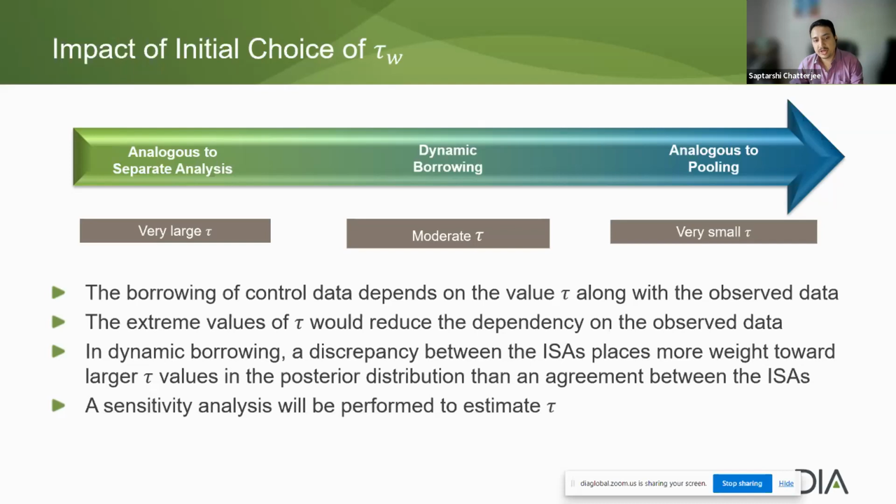If we look at the choice of tau, we see that the borrowing depends on the value of tau. The dynamic borrowing is such that if there is a discrepancy between the ISAs, more weight goes towards larger tau, and when there is agreement, more weight goes to the smaller tau.